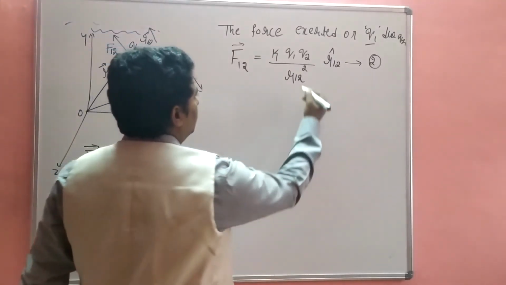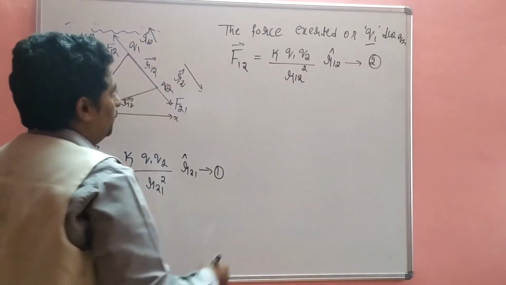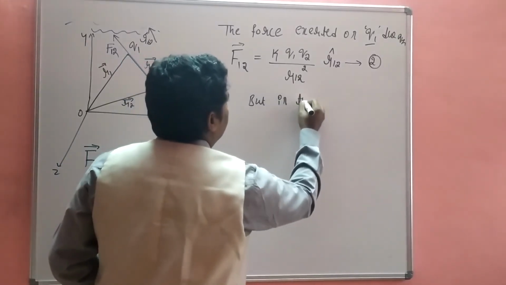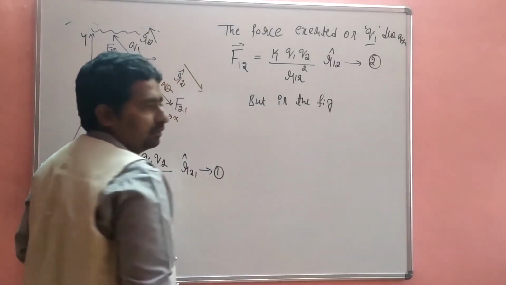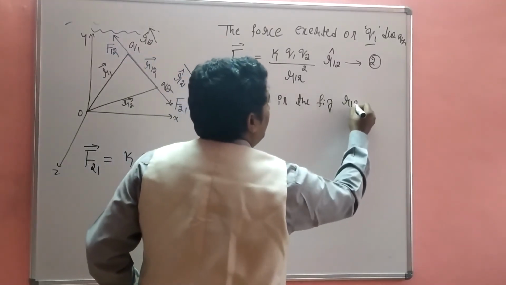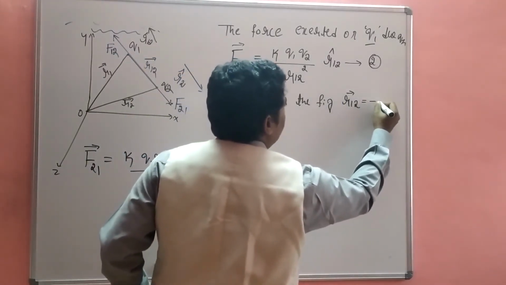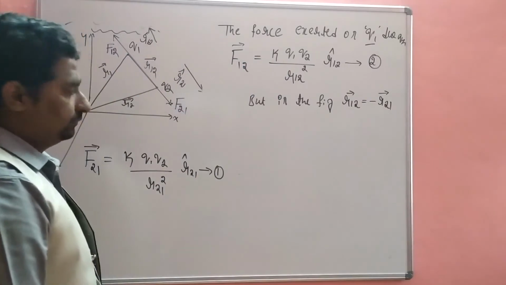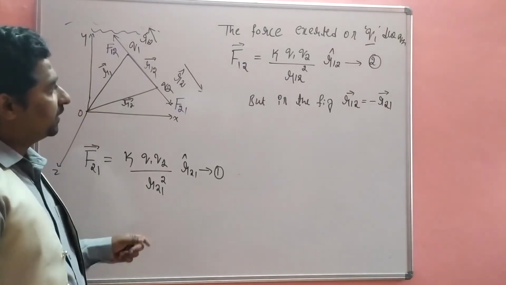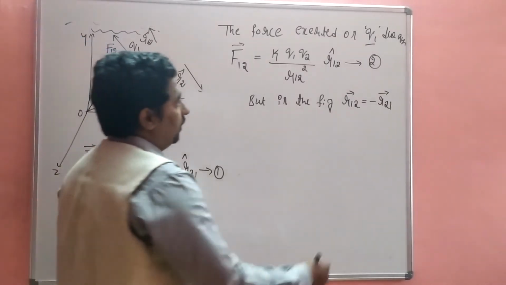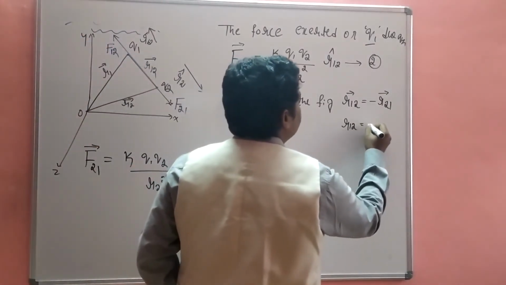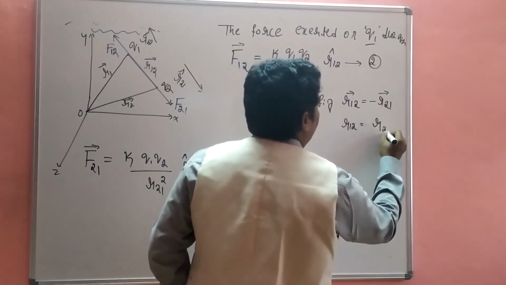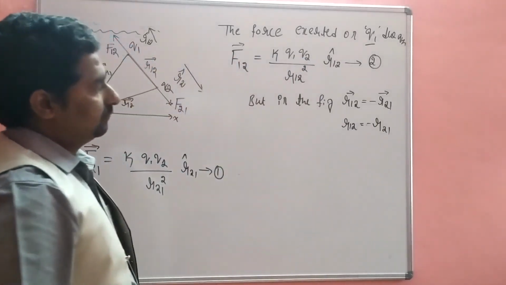But we know that, in the figure, R12 vector is equal to minus R21 vector. The clear picture is there. And also R12 cap is equal to minus R21 cap.